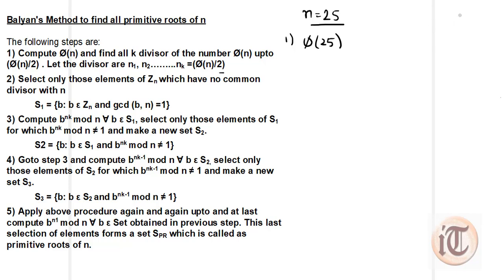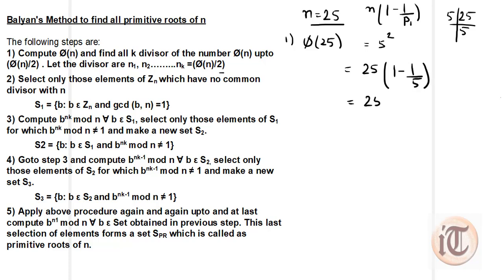The number 25 has the factor 5 into 5, so we can represent it as 5 to the power 2. According to the short method, phi of 25 can be calculated as n into (1 minus 1 upon p1). Here p1 is 5, so it is 25 into (1 minus 1 upon 5). So 25 into 4 upon 5, and if I cancel 5 fives are 25, then phi of 25 is 20 here.